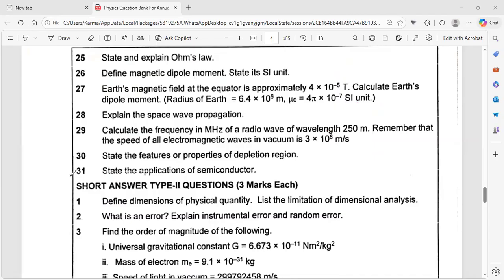Earth's magnetic field at the equator is approximately this much. Calculate the Earth's dipole moment. Radius of the Earth is this much. At the equator, B is mu 0 upon 4 pi, m upon d cube, or r cube. Let's take it as r cube now. What else?